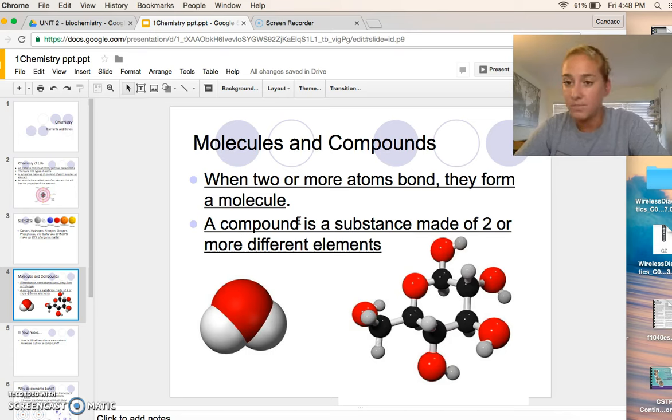For example, you could have a molecule of oxygen, which is just 2 oxygens bonded together. We would say that's a molecule of oxygen and not a compound because it's the same element, same type of atom. However, we can have carbon dioxide, which is a carbon and 2 oxygens. We would call that a molecule because it's when 2 or more atoms bond, but we'd also call it a compound because we've got a carbon atom and 2 oxygens. So we've got 2 different types of elements or atoms.